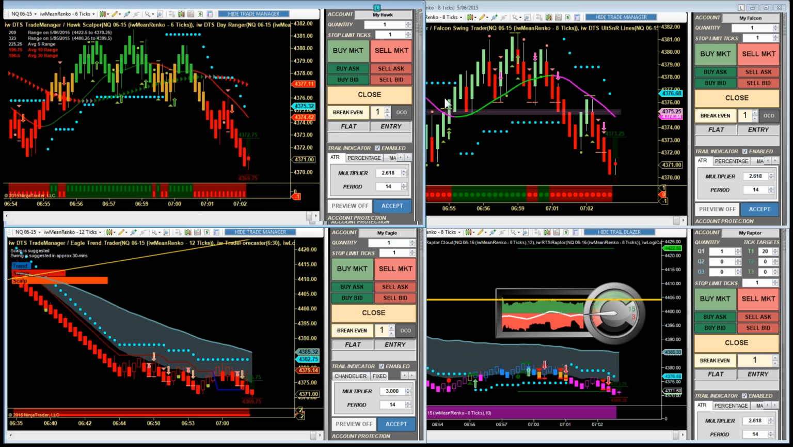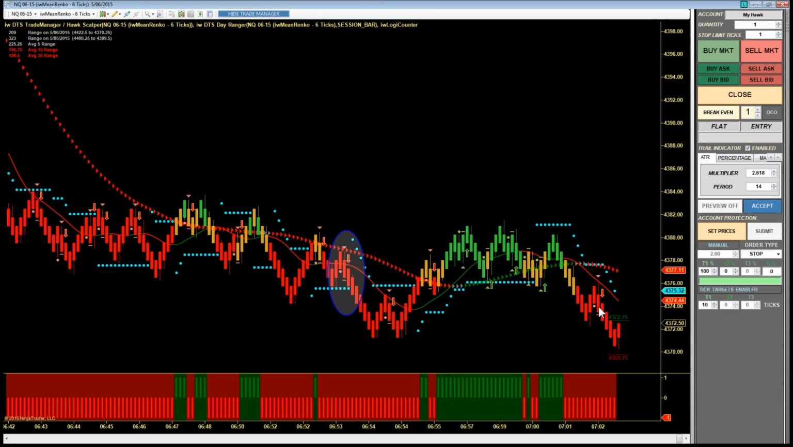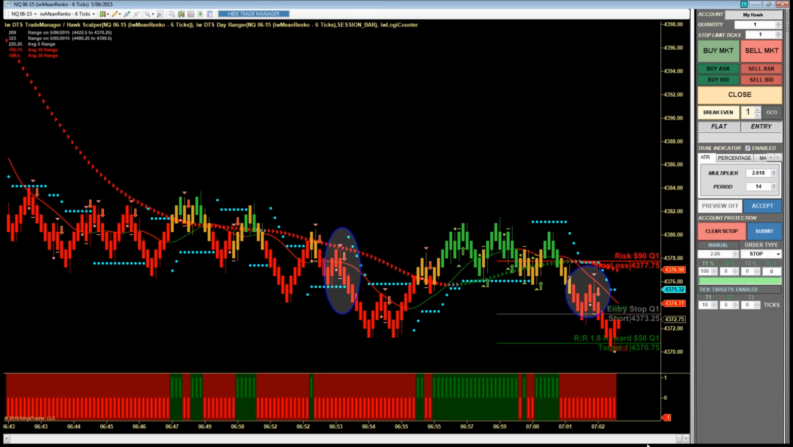Oh, shoot, here was just another first micro-macro cross signal. Again, another high probability signal, and it looks like we just got down to our profit objective on that one. Yep, just hit our profit target again.